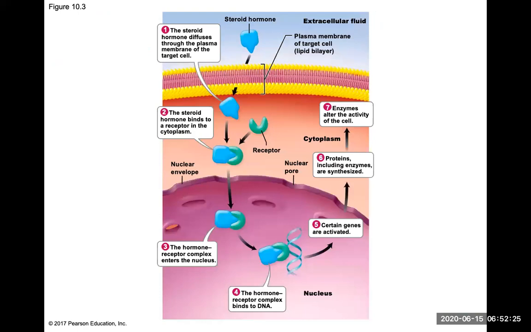So here's just a look at how a steroid hormone diffuses through the plasma membrane of the cell. It's lipid soluble, so it can get right through or dissolve through the lipid bilayer. And that's how it'll bind to receptors, get into the nucleus and affect the DNA and activate certain genes from the cell of the nucleus. So this is how steroid hormones will have their effect.